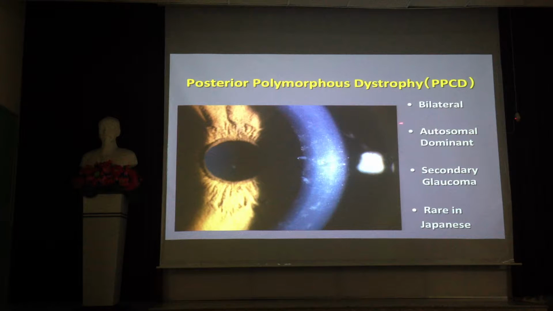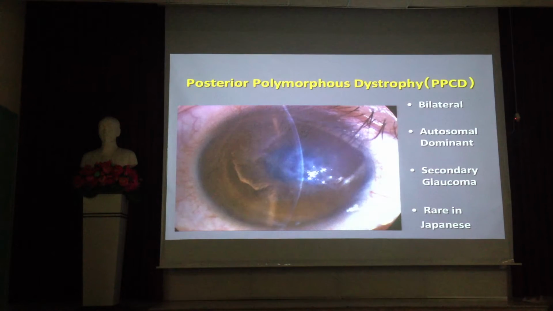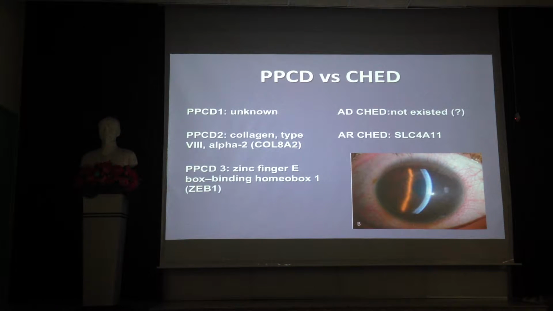This is a bilateral, autosomal dominant, secondary glaucoma, but this is rare in Japanese. Probably it's also rare here in Vietnam. Eventually that could develop secondary glaucoma. And then these are the genes involved.